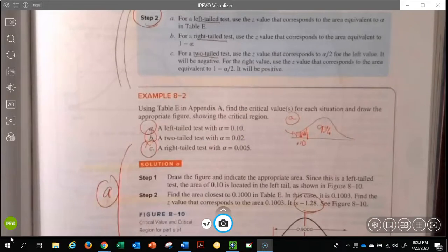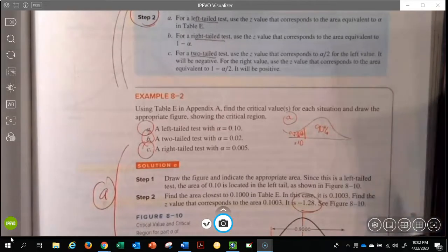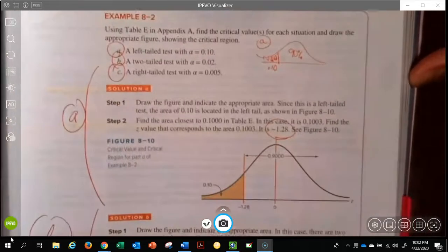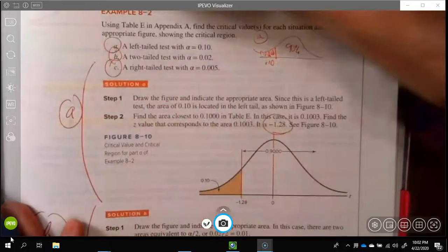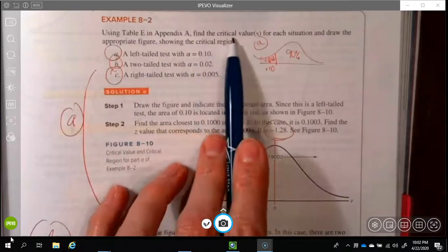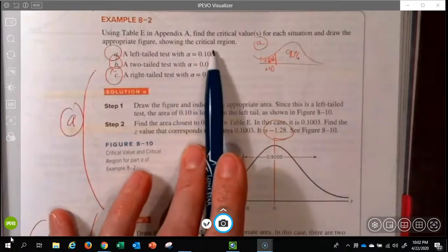Like the student who showed me they had it written, I think at the bottom of table E. Well, yay, use table E. That sounds great. I like table F. So let's do a couple of examples, maybe one. On this one it says using table E, and I'm going to table F, find the critical values for each of the situations and draw the appropriate figure showing the critical region.